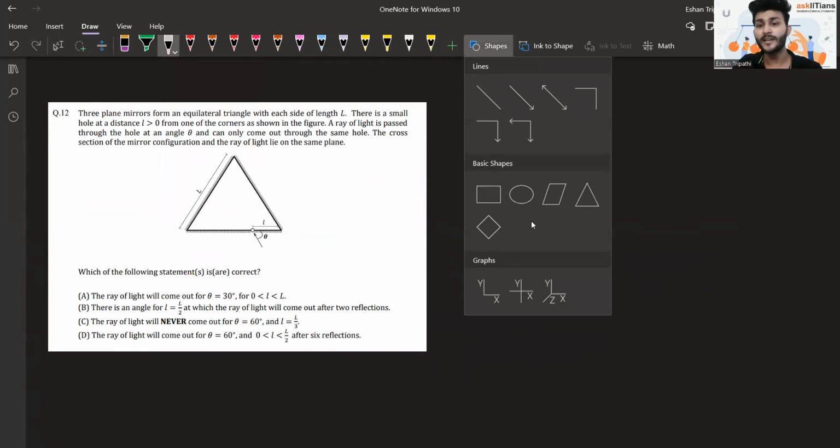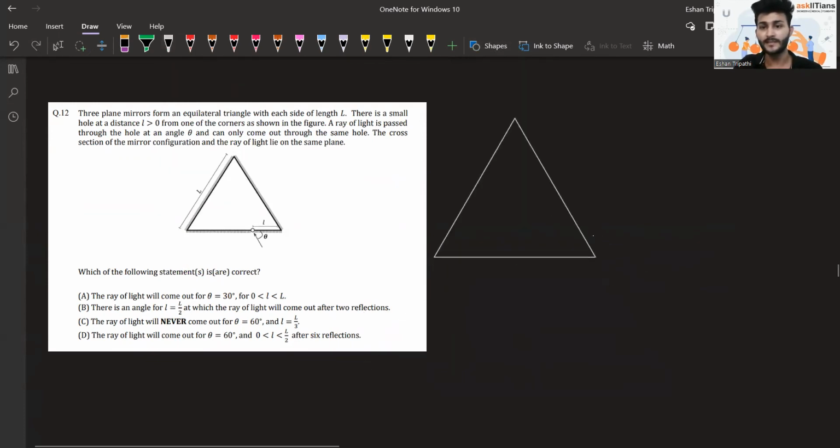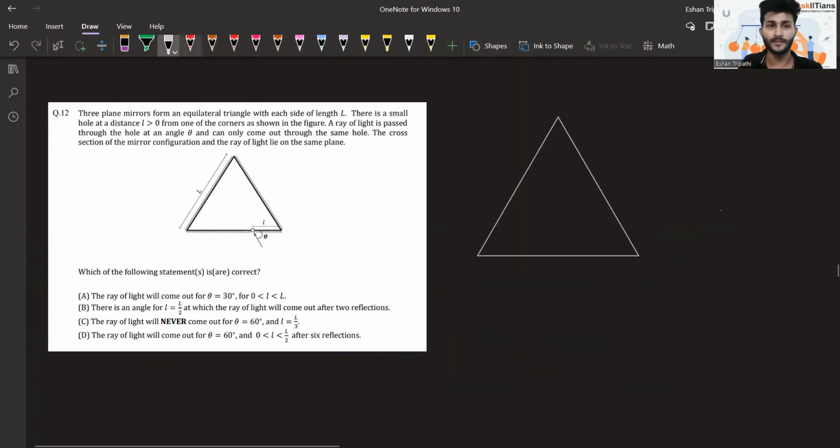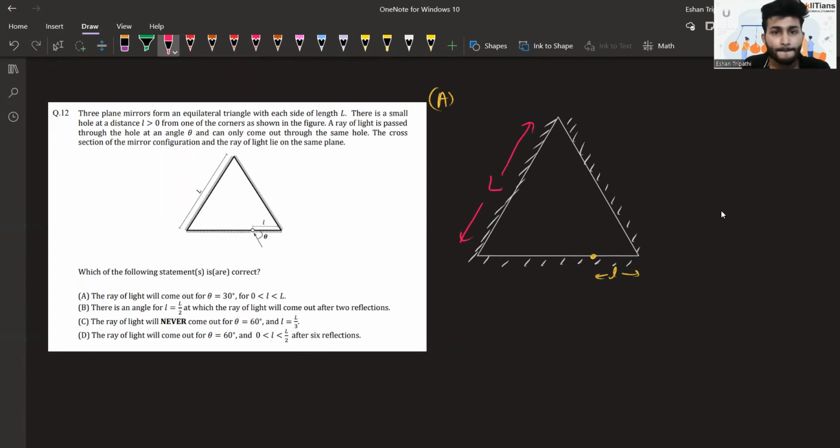It says there's an equilateral triangle. Let's see. This is the equilateral triangle. All three sides are mirrors. So each of these mirrors is going to be at a 60-degree angle and all. Now they are saying in the A part, okay, there's a hole over here. They have mentioned that at a distance small l, there is a hole when each side of the triangle is of length capital L. Light can enter from this hole only and exit from the hole only.